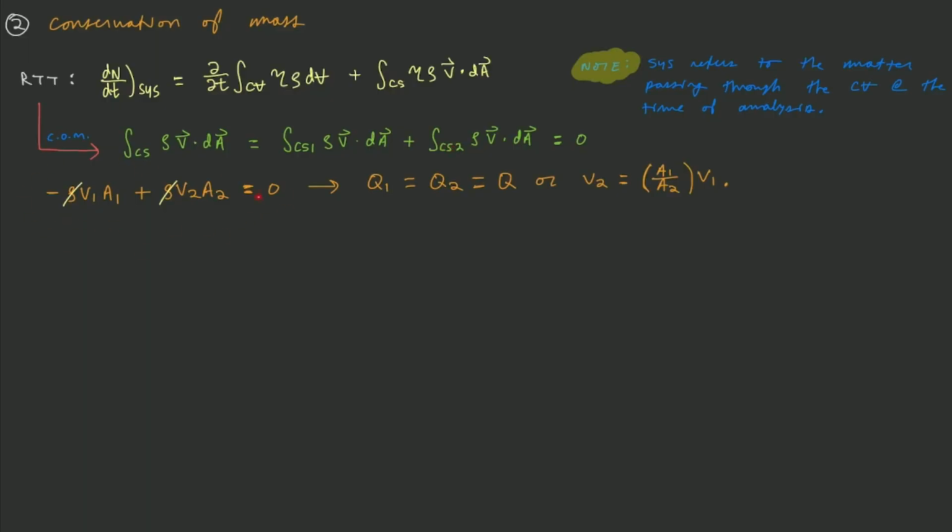So because the density is constant, it drops out of this expression right here. And effectively, this equation gives us V1 A1 is equal to V2 A2. Or in other words, Q1 equals Q2 equals Q, where Q is the volumetric flow rate equal to V times A. So that is our conservation of mass result, that V1 A1 is equal to V2 A2. Or in other words, the volumetric flow rate through control surface 1 is equal to the volumetric flow rate through control surface 2.